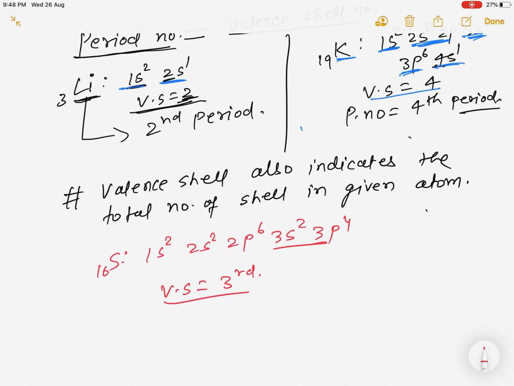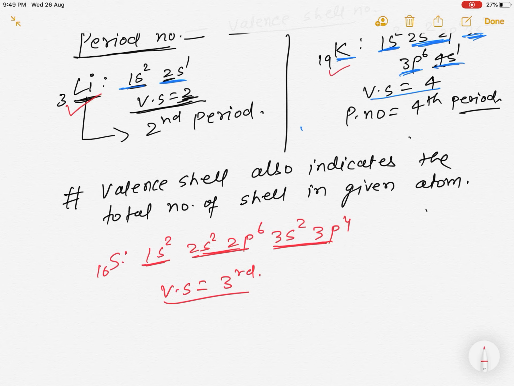So if the outermost is third, there has to be the first also and the second also. As we can see in the electronic configuration of sulfur, the first shell is there, the second shell is there and the third shell is there. So the total number of shells in the sulfur atom is 3. In the lithium atom it was 2. In potassium it's 4.